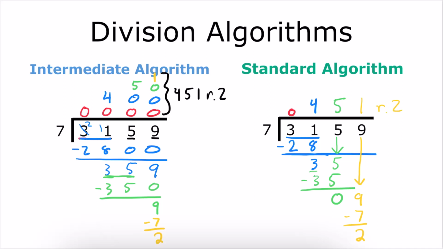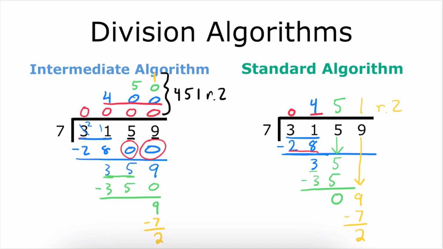So again, you get the same answer, it's just the notation of how you write it out. The main differences here are that in the intermediate algorithm, you're writing out the zeros that show what place value this is in, versus in the standard algorithm, you just allow the place value columns to communicate what place value it is. And same thing in the answer, rather than writing out 400, we just wrote a 4 in the hundreds column. And that's how you would do long division with either the intermediate algorithm or with the standard algorithm.